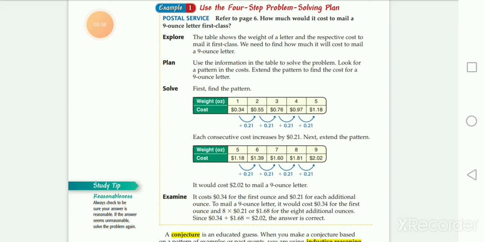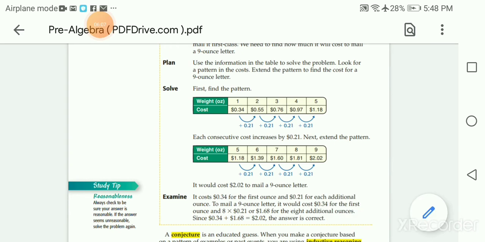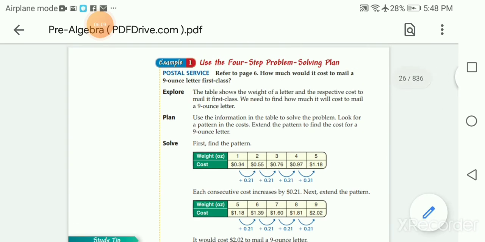First of all, we have to explore. The table shows the weight of a letter and the respective cost to mail it first class. We need to find how much it will cost to mail a 9-ounce letter. So the first thing I want to know is how much it will cost to mail a 9-ounce letter.